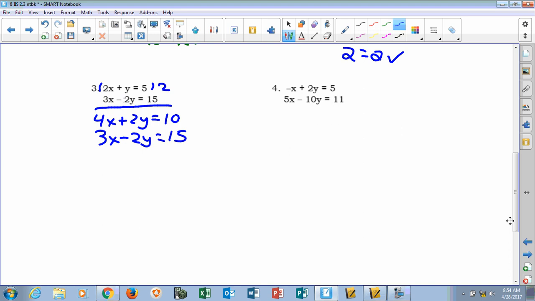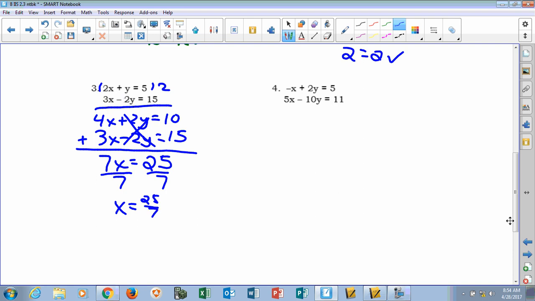Adding, because we have the same number, different sign. So when we add this, this goes away, right? Negative 2 plus 2 is 0. So this becomes 7x equals 25. Oh, we're not going to get a nice number here. So this is 25 sevenths, which could become 3 and 4 sevenths, or 3.571428, right? Okay. So the decimals have reared their ugly head, right?